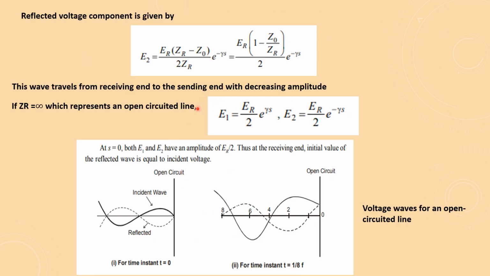So similarly, we can write it for the reflected voltage. ER of ZR minus Z0 by 2ZR e power minus gamma s.